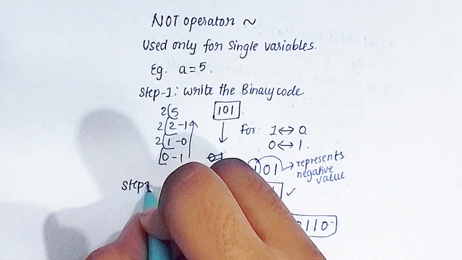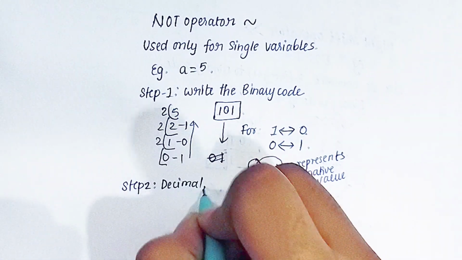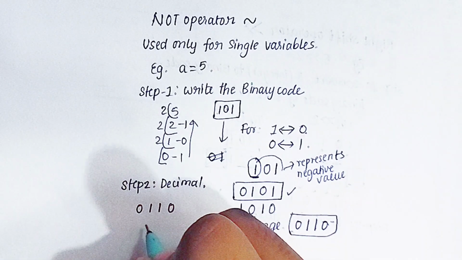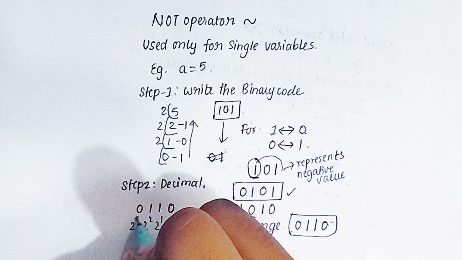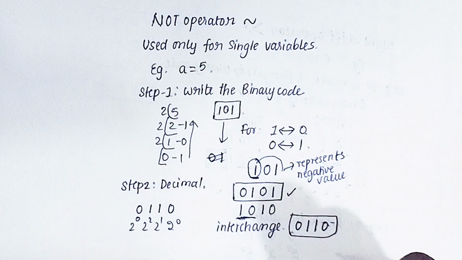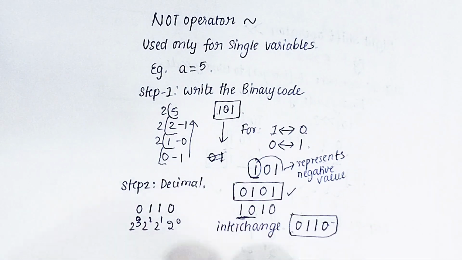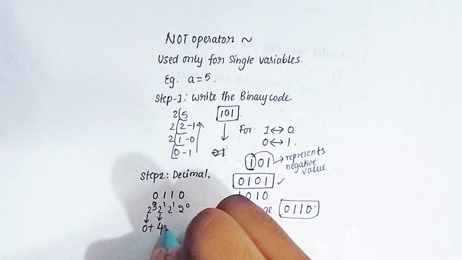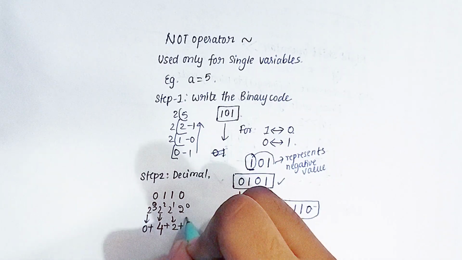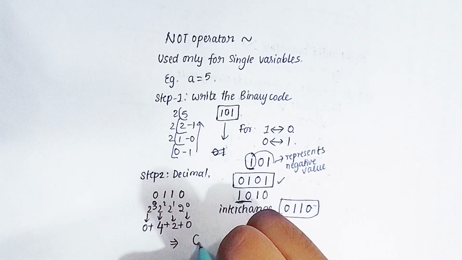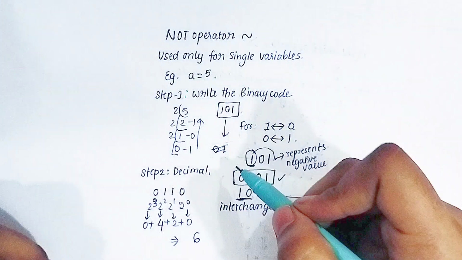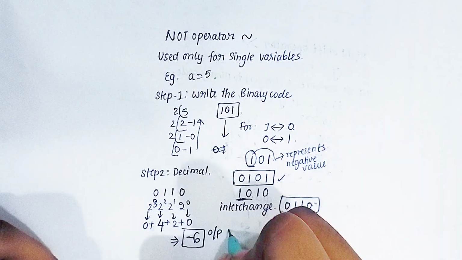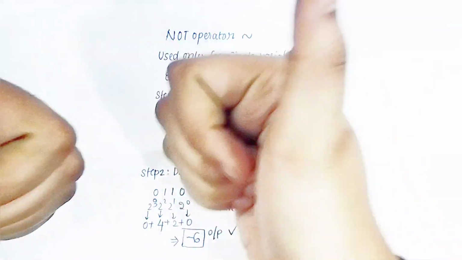Step 2 is to convert the binary code into decimal. Here we do the same thing we did in all the operators excluding XOR. Again, we need to check it from right to left. Only in XOR do we check from left to right. So what we got is 4 plus 2, which is nothing but 6, but here we have 1 in the leftmost value, so we will have a negative value. So minus 6 is our final output. Here we go. Yay, we did it.